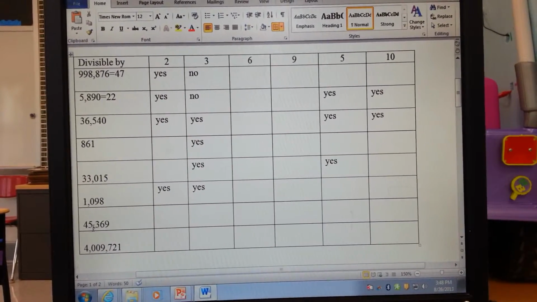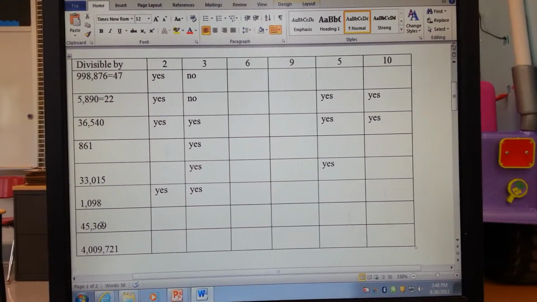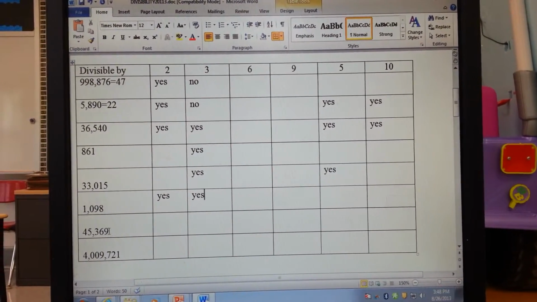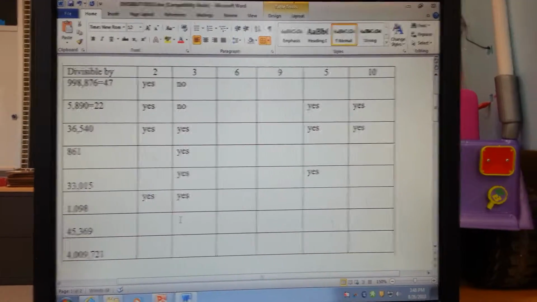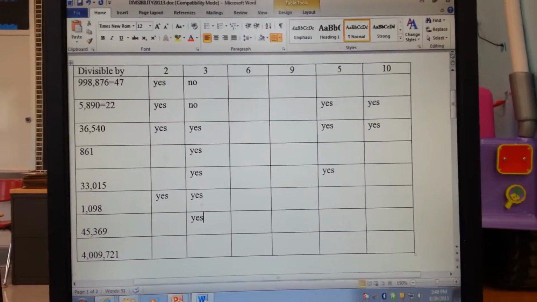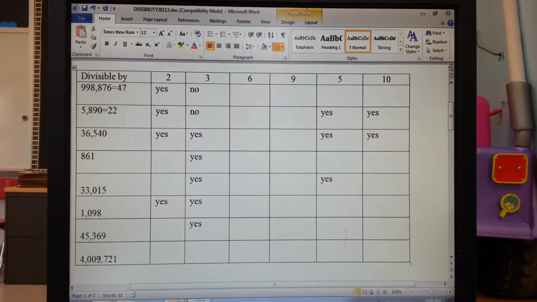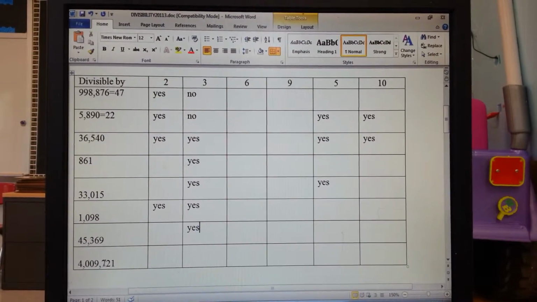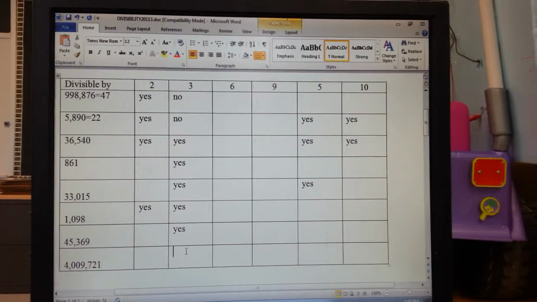4 plus 5 is 9. 9 plus 3 is 12. 12 plus 6 is 18. 18 plus 9 is 27. 3 times 9 is 27, so that works. Now I'll try this big number. 4 plus 9 is 13. Plus 7 is 20, 22, 23. No.